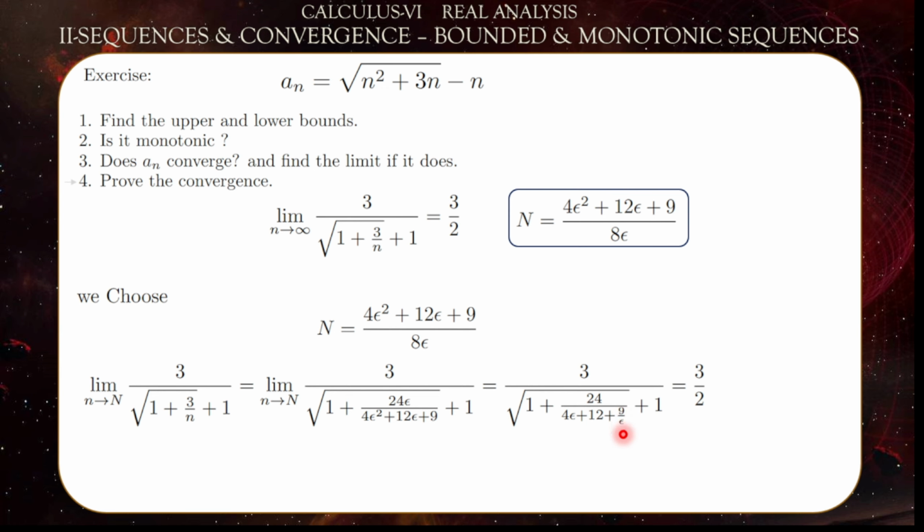Remember that 9 over epsilon blows up to infinity because epsilon, it's like dividing by 0. So 24 divided by infinity is equal to 0 because 4 epsilon is 0, 12 doesn't count, and 9 divided by epsilon is infinity. So you end up with 3 divided by square root of 1 plus 1 equals 3 divided by 2.